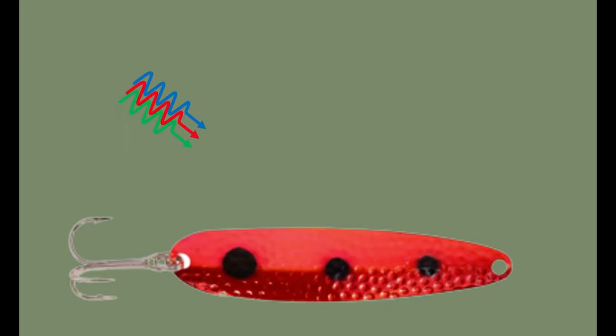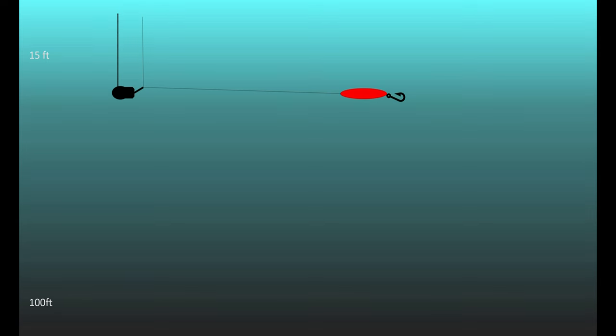This is a characteristic of the paint used to paint the spoon itself. It absorbs blue and green light and reflects red light. As a result, the spoon looks red. And that's exactly what we see in bright sunlight.